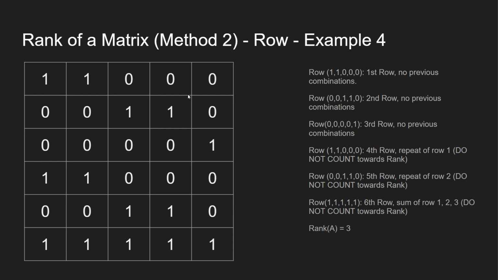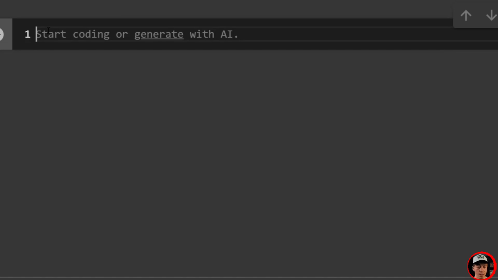So our rank is going to be 3 because these are the only unique rows, and everything else down here has already been represented above or can be created. So with these examples out of the way, I think we are ready to code in Python. Make sure you grab your notebook and let's start going through the code. All right, let's get going.